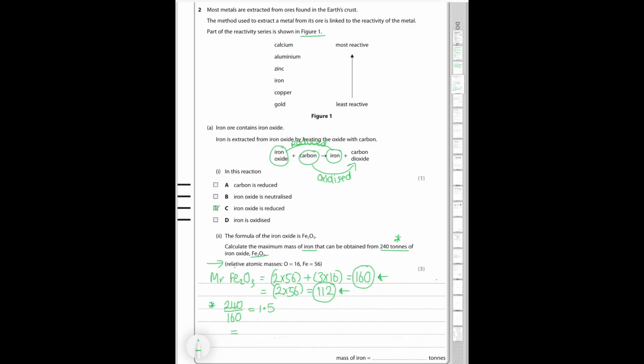So now I can work that out, because I would do 1.5 times 112, and if I do that, that would tell me that I would have 168 tons of iron being produced. So my answer here would be 168 tons.